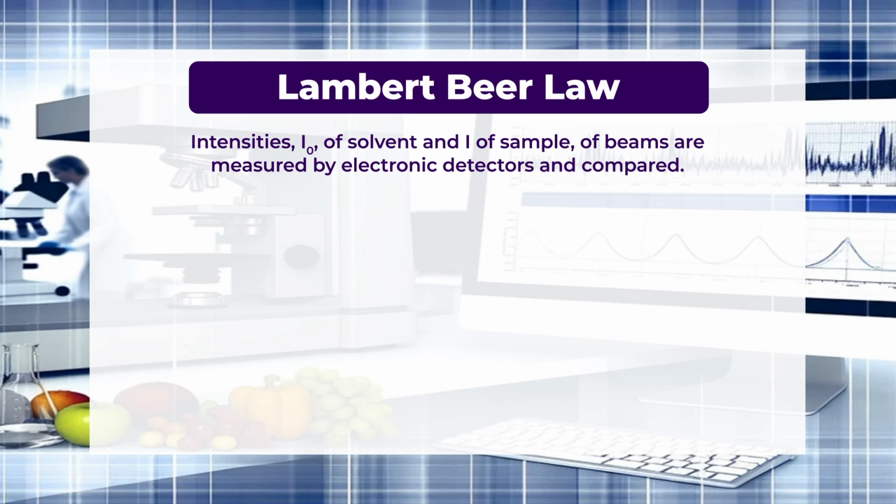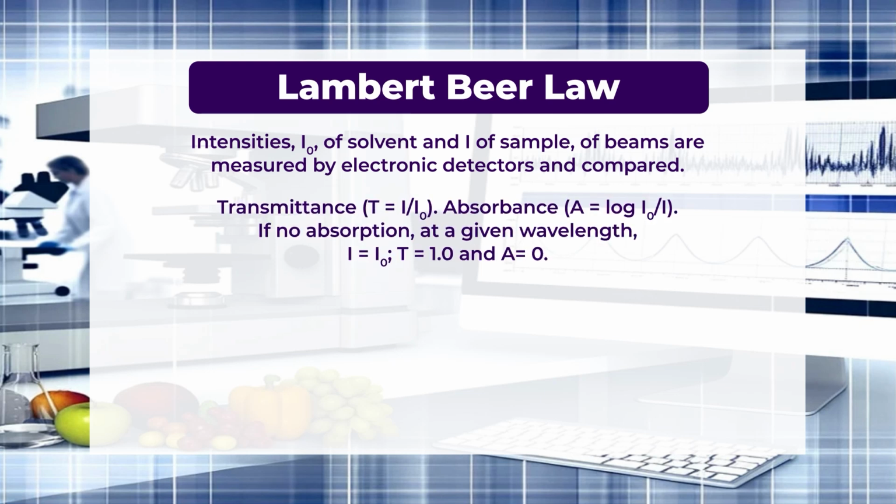They are measured by the UV visible spectrometer, with an electronic detector, and they are compared. Now suppose there is transmittance, T will be I upon I0. What is I? The intensity of the sample divided by the intensity of the solvent. And absorbance, as per the Lambert-Beer law, A is equal to log I0 by I. I0 is what? The solvent. I is what? The intensity of the sample.